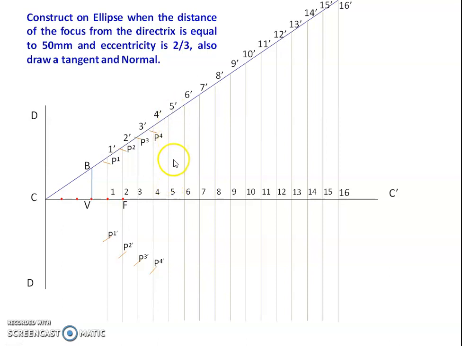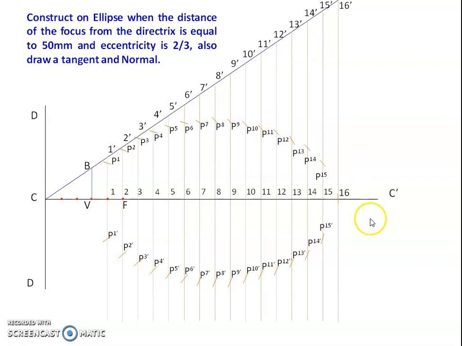Same 5 dash as a distance, F as a center, you make an arc above and below, and 5 dash. Similarly, you make 6 dash, 7 dash, up to 16 dash as a distance, taking F as a center, you make an arc above and below, and likewise mark P1, P2, P3 dash. Likewise, you mention the names up to 15, up to 16. That curve will be 16 dash as a distance, F as a center, you make a curve, and 16 dash, and P16 as a name.